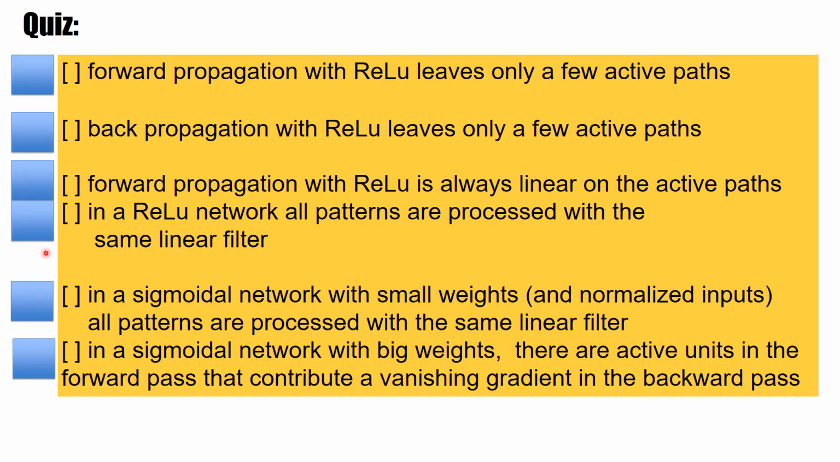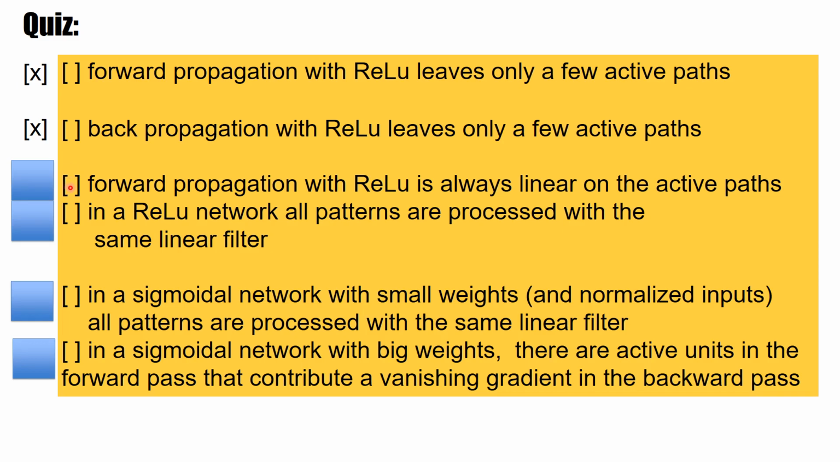So let's again finish with a quiz. First claim: the forward propagation with ReLU leaves only a few active paths. And yes, this is correct, because all ReLUs that are inactive contribute 0 and the forward propagation kills that path. Second claim: backpropagation with ReLU leaves only a few active paths. And again, this is correct, because on the inactive paths the g prime is 0.